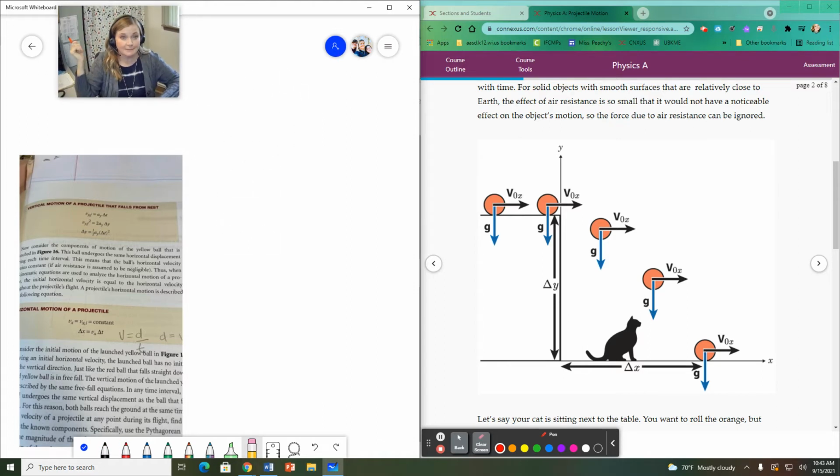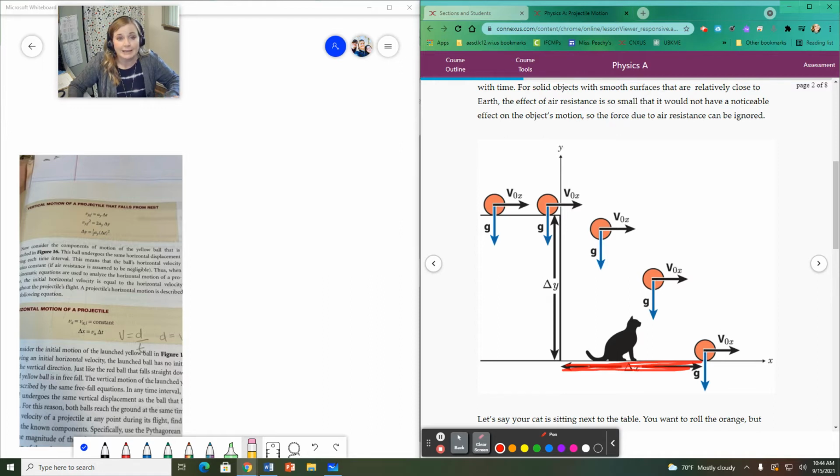Whenever we're dealing with a vector, we can't just solve the problem. We have to solve the x part and then the y part. What we're trying to figure out is how far it goes in the x direction, where it lands. That is our delta x, the change in displacement in the x direction.